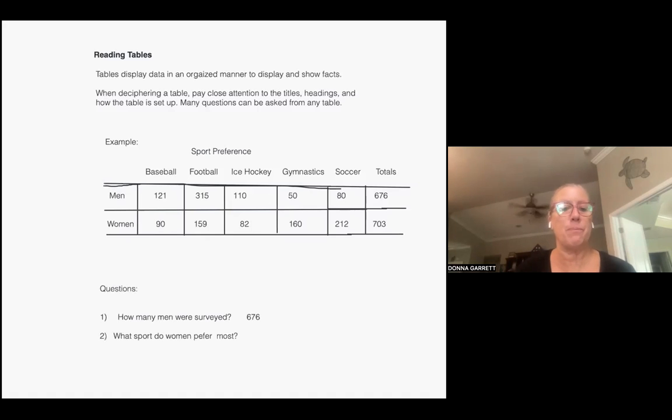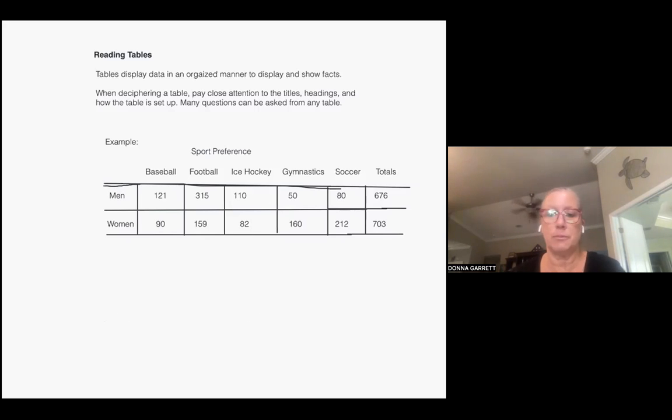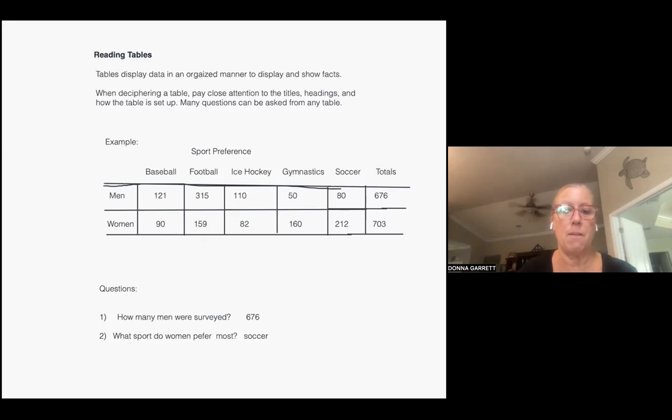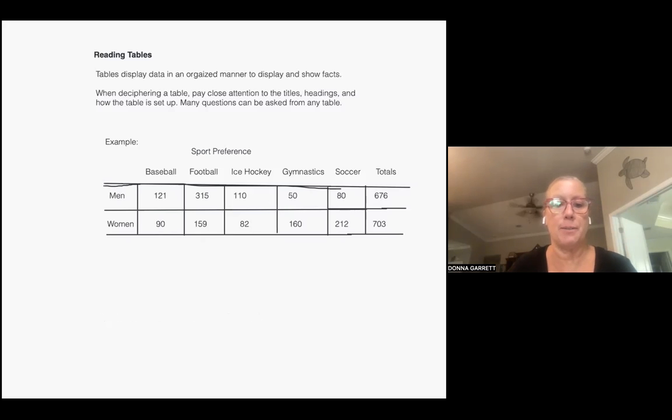All right, second question. What sport do women prefer most? Well, we're going to look at the women and we're going to look at the numbers. And the biggest number would be the one that they prefer most. And I see soccer. There's 212 who prefer soccer. Now, 3.